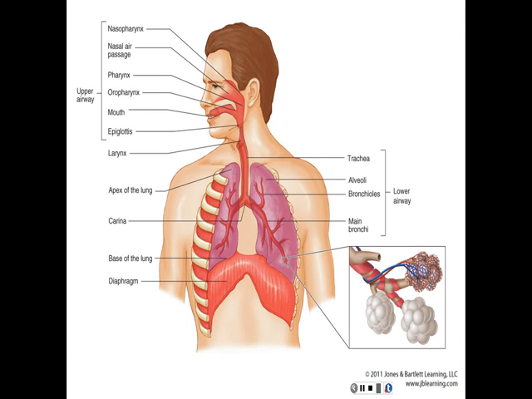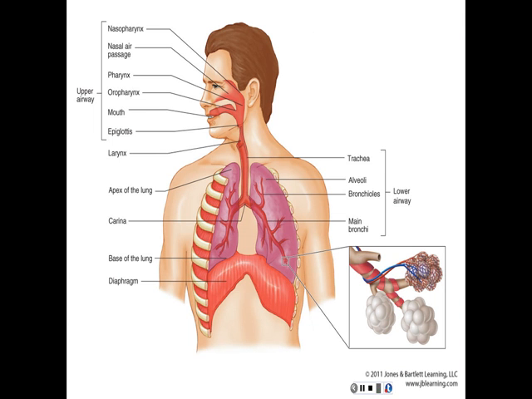At the base of the laryngopharynx are two lumens, the larynx anteriorly, and the esophagus posteriorly. The epiglottis is a valve that prevents food and liquid from entering the trachea. The larynx is the dividing line between the upper and the lower airway.